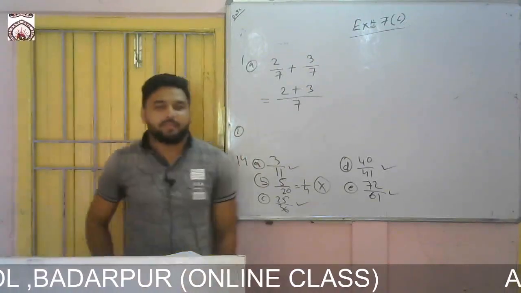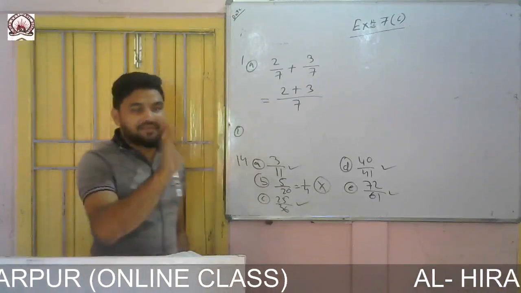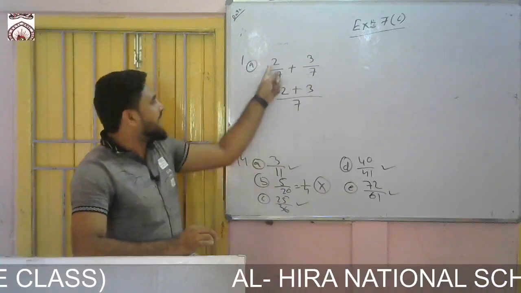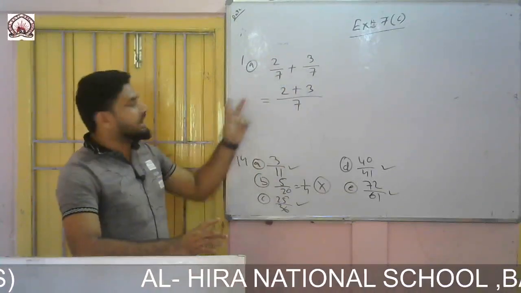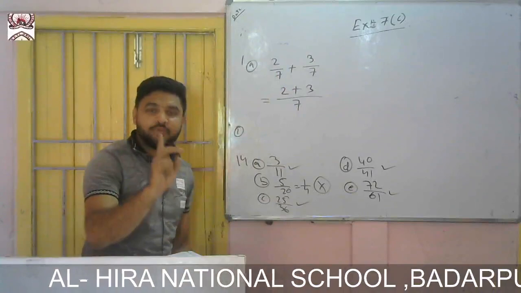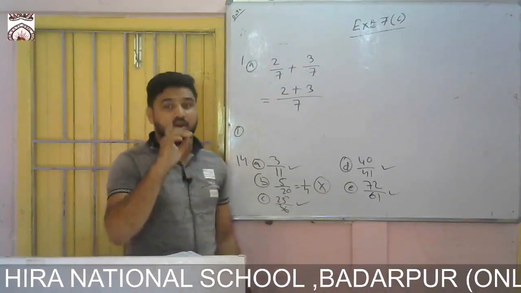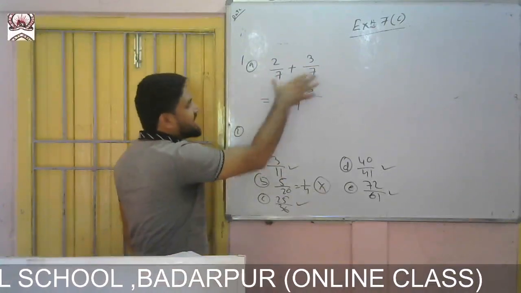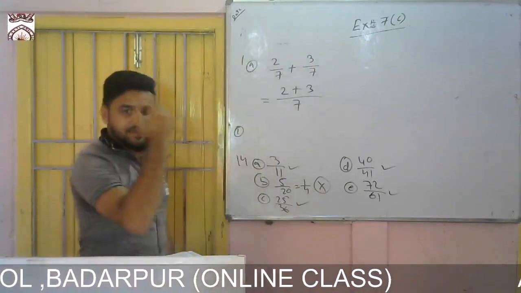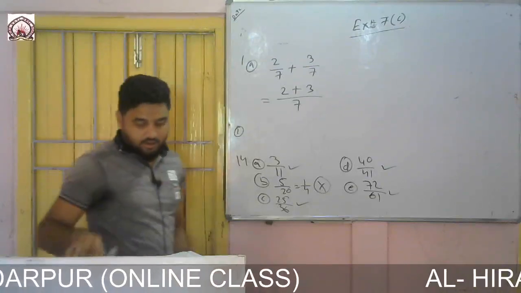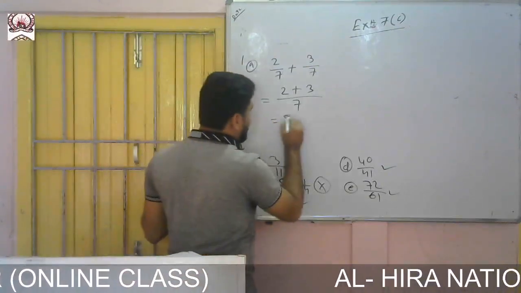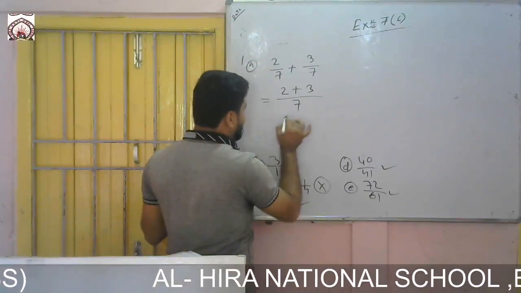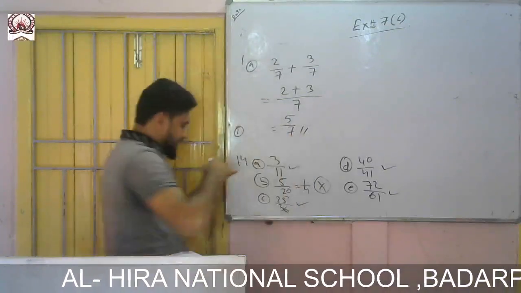And one thing you remember, there is no need of doing this if the denominators are same. If the denominators are same, then you directly add these two numbers. That is only in case the denominators are same, not in all cases. Don't be confused. If the denominators are same, then you directly add or subtract the numbers. So 2 plus 3 is 5 by 7. So the answer is 5 by 7.